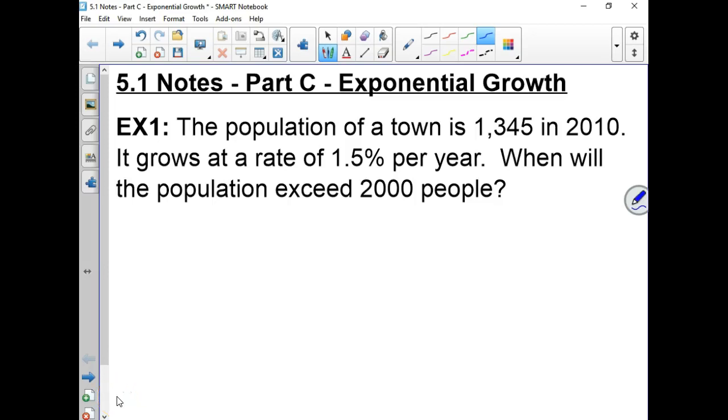In this section, we're going to do some more exponential problems. These will be a little bit different, and you'll definitely need your graphing calculator for these. So, we know for exponential situations, we have y equals a times b to the x.